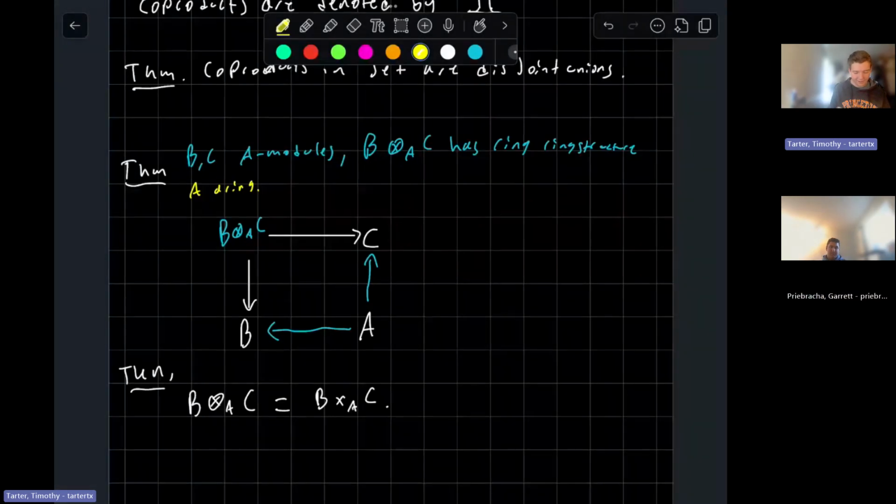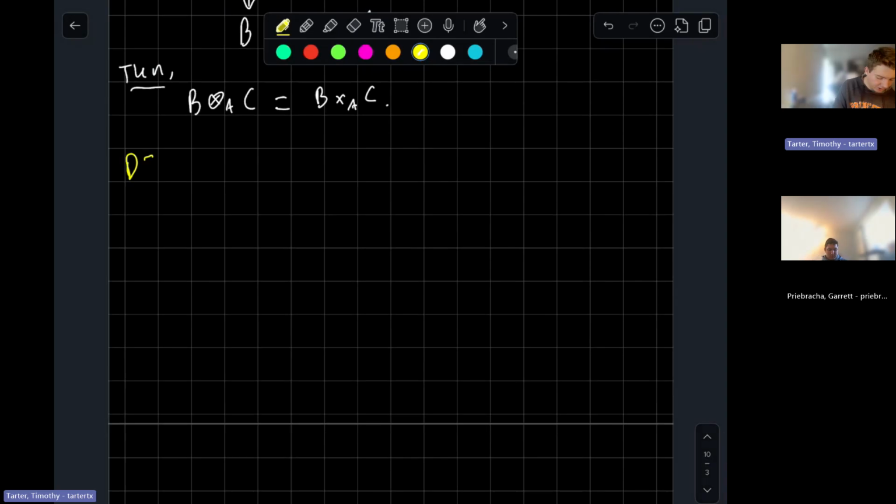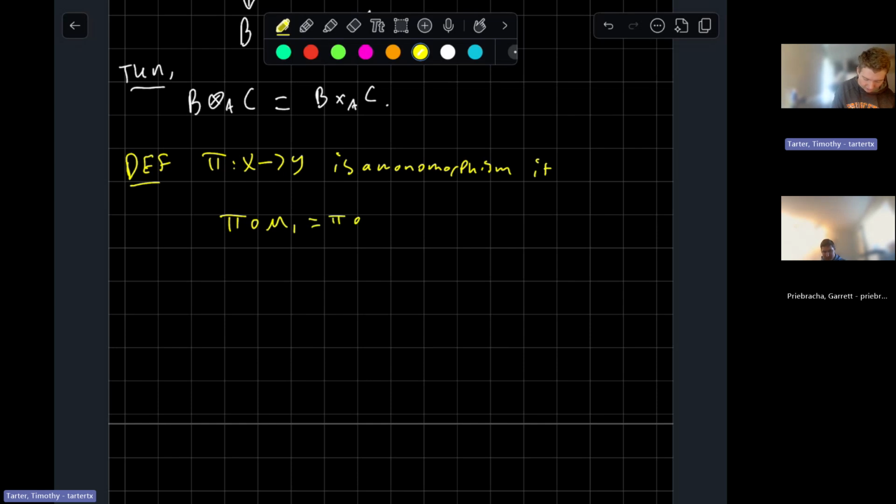So yeah, this is homework. My iPad's about to die. Real quick, I'll just end with these definitions so that we can start with the Yoneda lemma. A morphism pi from X to Y is a monomorphism if pi circ mu1 equals pi circ mu2 implies mu1 is equal to mu2.